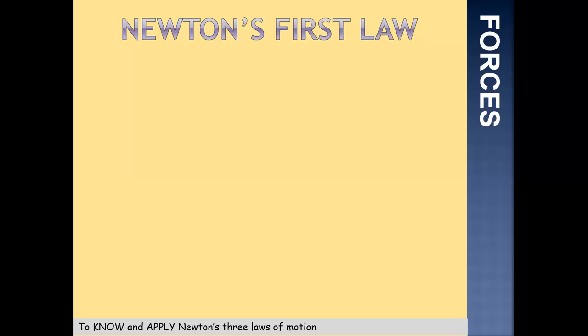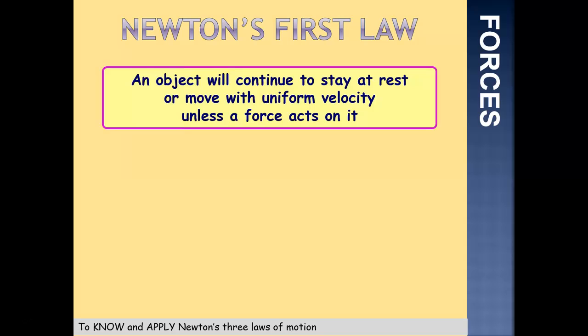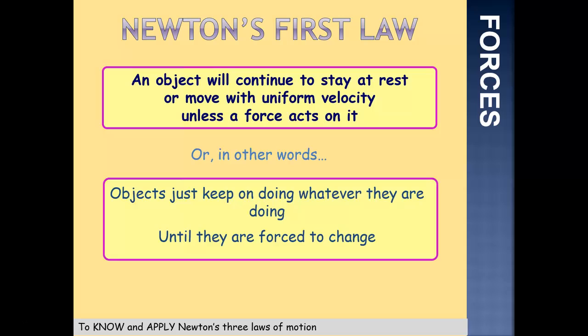So, Newton's first law of motion. Newton's first law is stated as such: an object will continue to stay at rest or move with a uniform velocity unless a force acts upon it. We can put that in simpler terms. In other words, objects will just keep on doing what they're doing until they are forced to change.